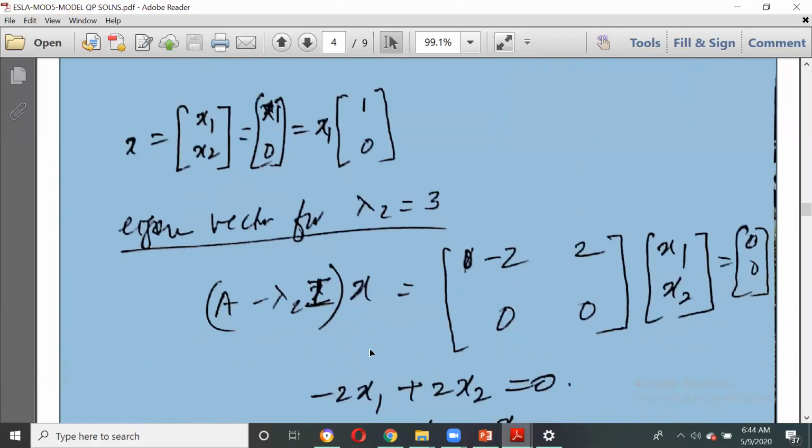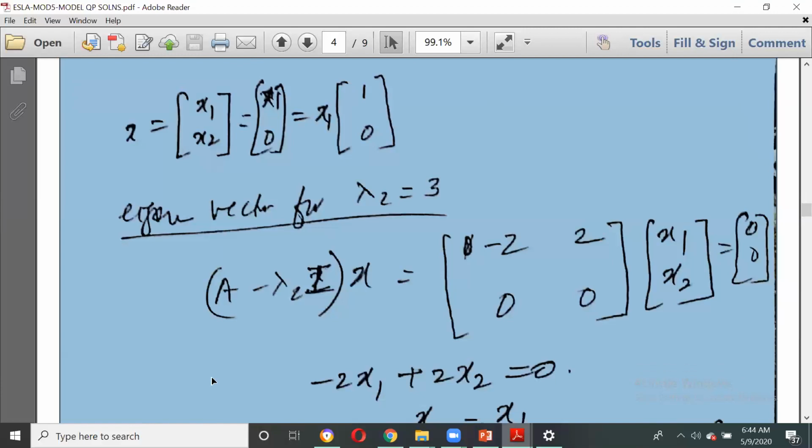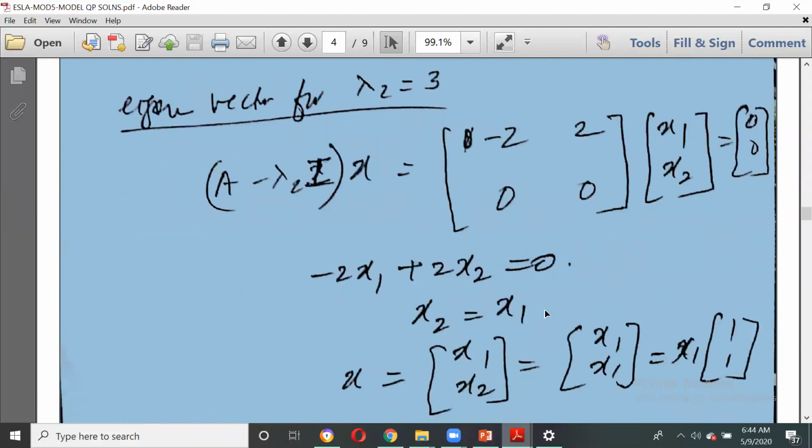The eigenvector for lambda 2 equal to 3 will be (A minus lambda 2 I) x is equal to [-2 2; 0 0] times [x1 x2]. So minus 2x1 plus 2x2 is equal to 0. That will give x2 is equal to x1. And in place of x2, you write x1. So x1 you can take common and you'll get [1 1]. Here we are considering as if x2 is a pivot variable and x1 is a free variable.